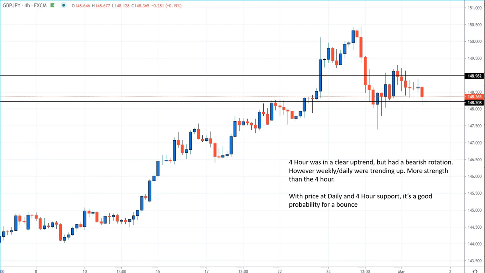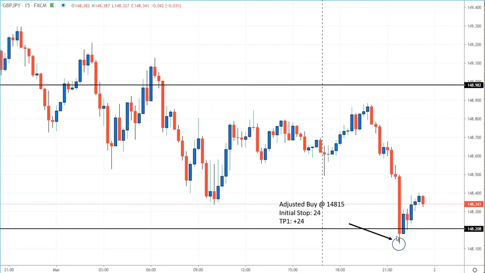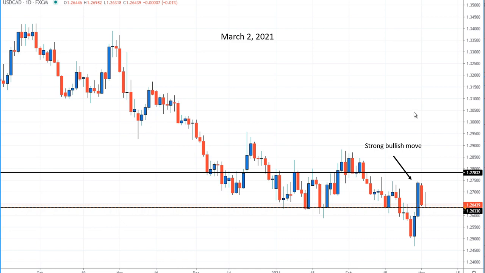So on the 15-minute chart, we came down to this level here. We had to adjust this by a little bit. That was right here, 24 pip stop. It got up 24 pips and then came down and started bouncing around in here, and we would have been stopped out on the second part, but not without getting a bit of a profit.